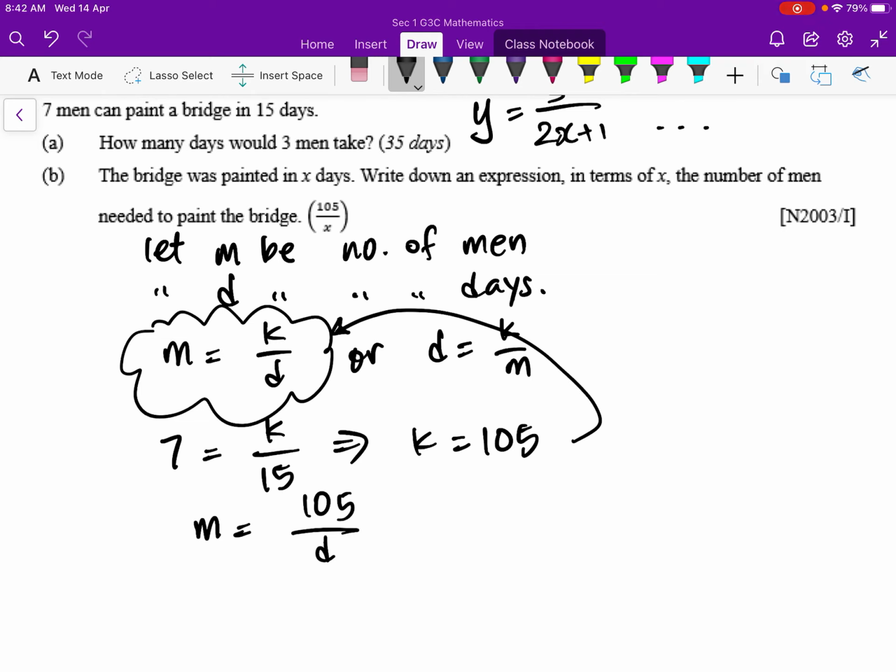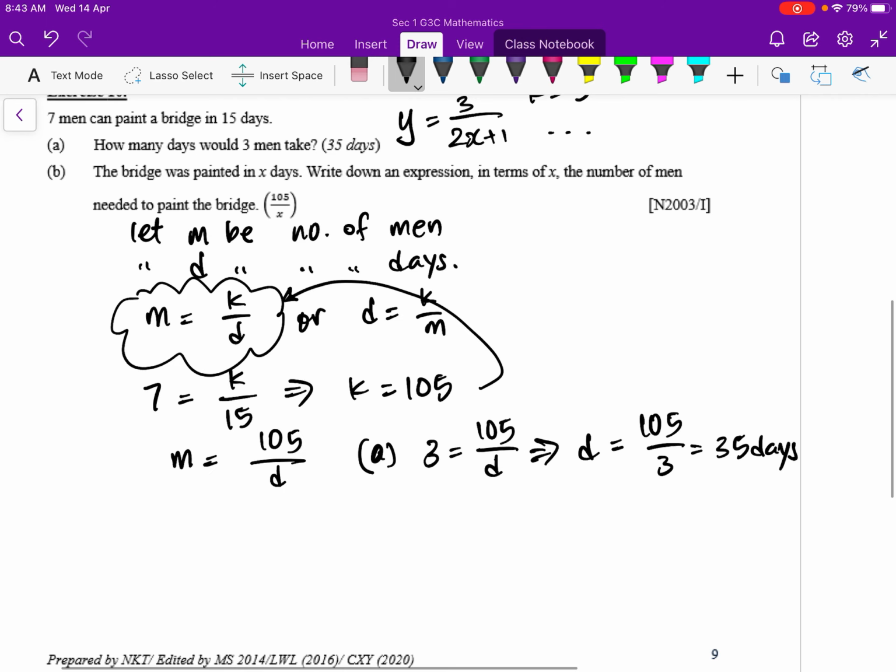So in part A, how many days will 3 men take? Okay, so 3 equals to 105 over D. This is a specific value of D. You can call it D3 if you want to for 3 days. Okay, but if you don't want to confuse yourself, you think, okay, I know that this D refers to a specific value. D will now be 105 over 3 to give us 35 days. Okay, so if you have 3 men, it will take 35 days.